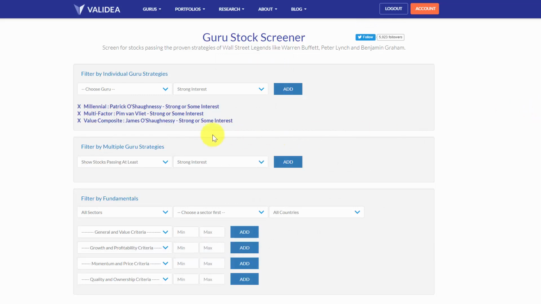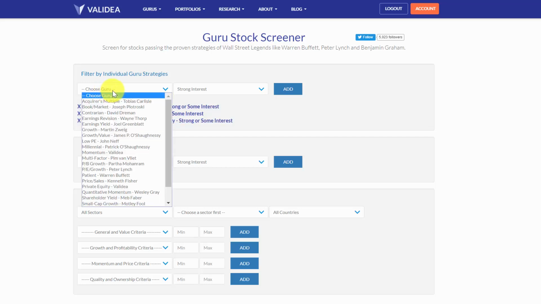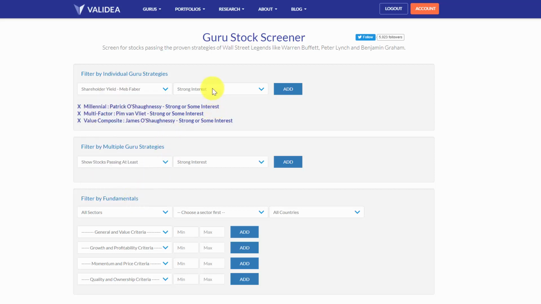If we wanted to utilize shareholder yield as a way to generate new potential investment ideas, what we can do is leverage Validea's Guru Stock Screener. Let me show you an example. Let's say we want to combine the 4 strategies we previously looked at. We can screen for stocks that meet the Value Composite Investor, Shareholder Yield Investor, Multi-Factor Investor, and Millennial Investor models simultaneously.